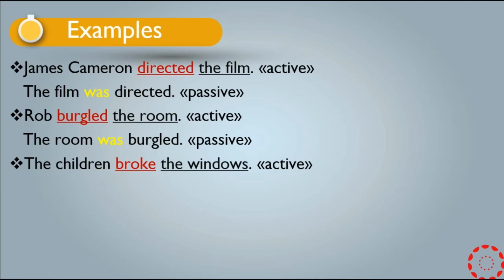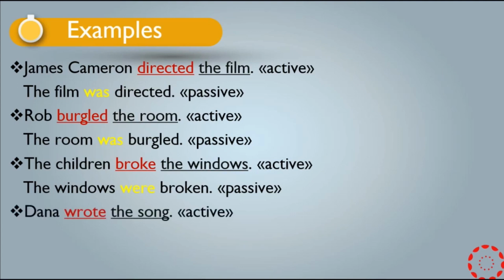So the sentence became like that when we want to change from active to passive. The windows were broken. Why do I write "were"? Because the word windows has an s, so it became "the windows were broken," which is passive.